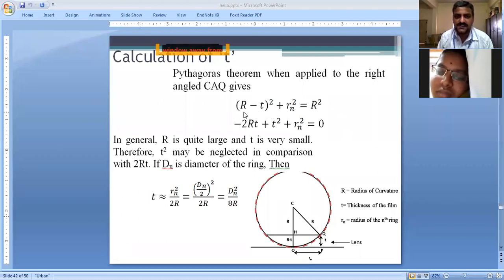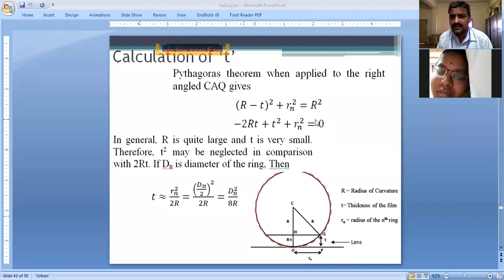If you expand this, using the A minus B whole square formula, it is going to be R square plus T square minus 2RT. Here I have removed this R square. Why? Because on the right hand side I have another R square. This and that will get cancelled. So what I am left with here is minus 2RT plus T square plus rn square is equal to 0.